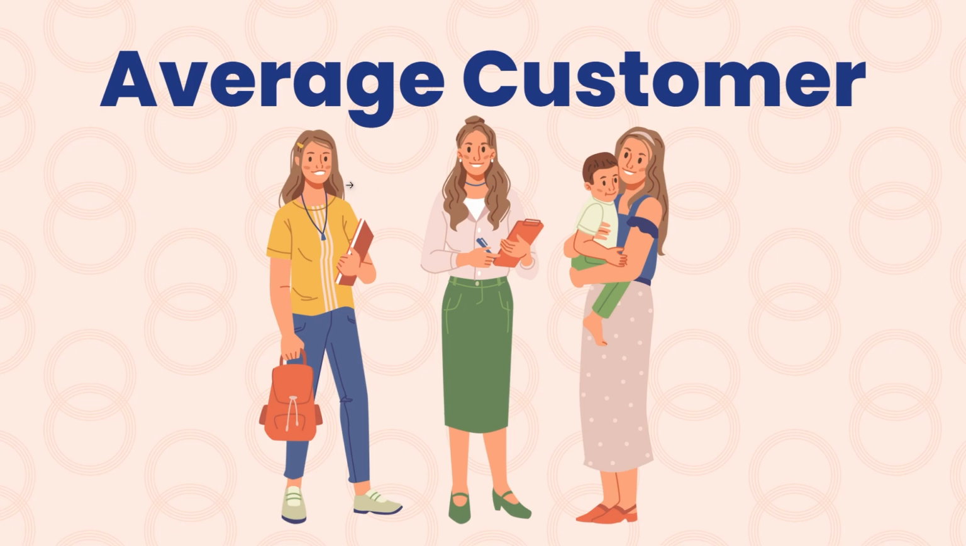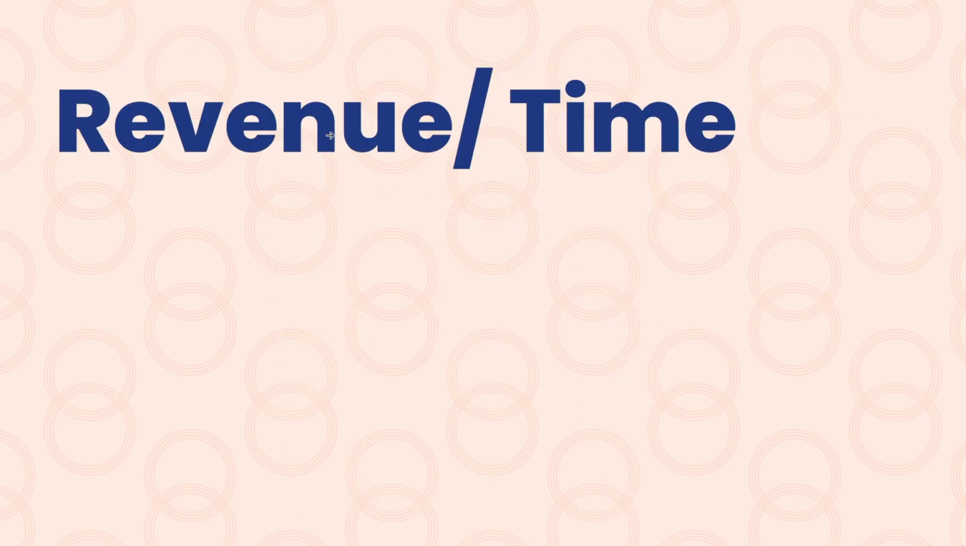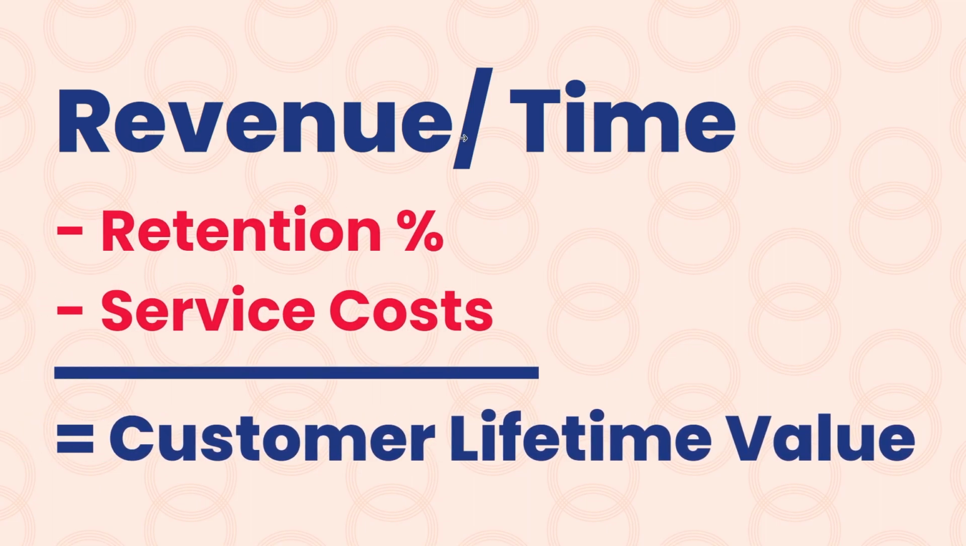So we're going to break it down. For the average customer, what we're going to look at is the revenue over time. So we're going to take that average customer, figure out what they look like, then take the amount they spend over time. Then we're going to remove things from their spending. So we're going to remove things like the retention percentage.